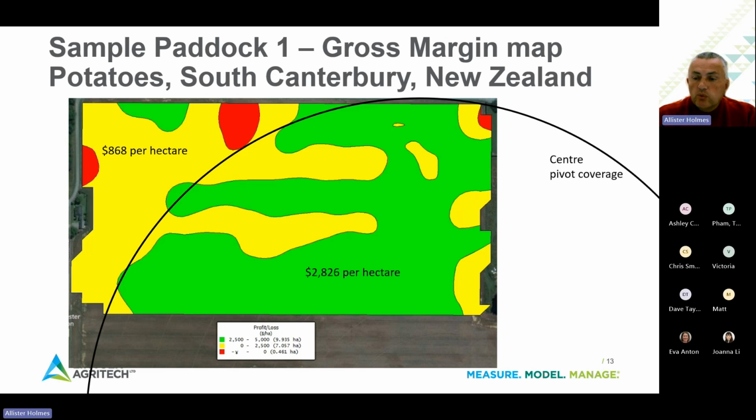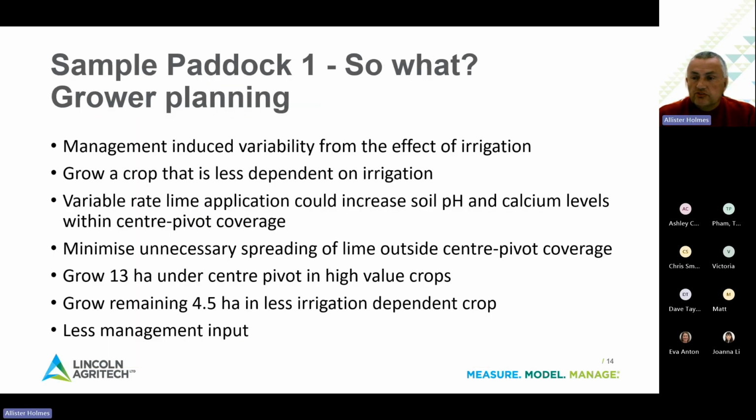So that's all very well, but as I always like to say, so what? What does this mean for the grower? In this case, we've got management-induced variability from the effect of irrigation. As I say, the areas of the paddock that didn't get the same amount of irrigation had a lower profit. So what could they do? Well, in those areas, they could grow a crop that's less dependent on irrigation.